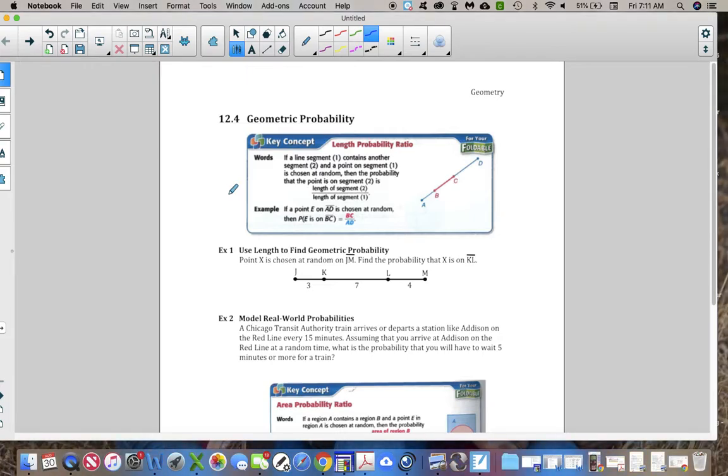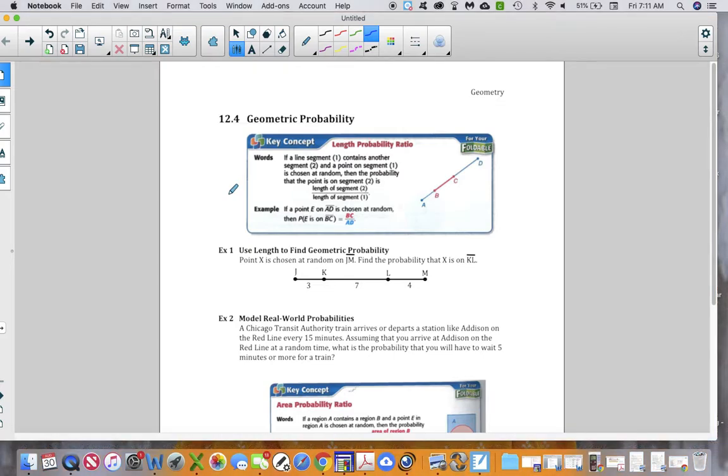But I want to get 12-4 done and have you do homework for 12-4 so we don't lose another day. So here is 12-4, talking about geometric probability. We started getting into probability in this chapter, and this has to do with lengths and areas and that type of thing.